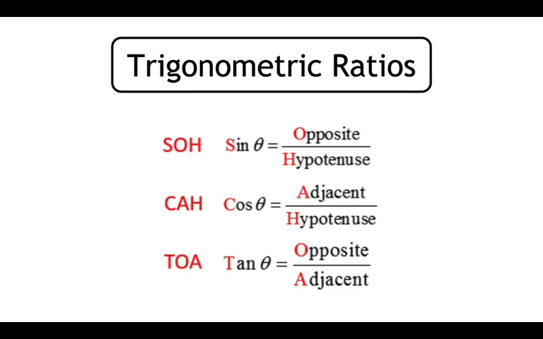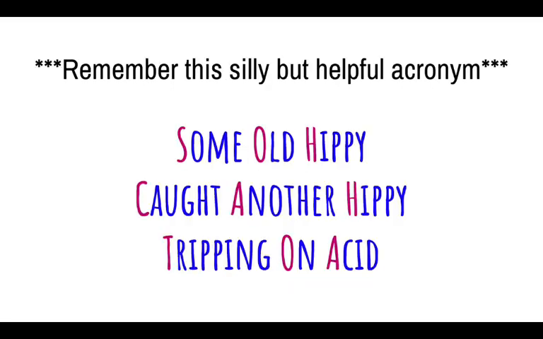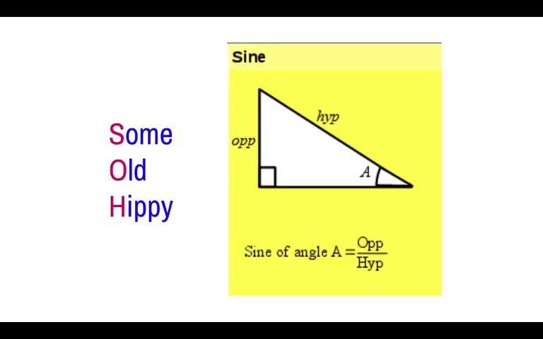However, there is an acronym to remember if you can't remember SOHCAHTOA alone. This is the silly but helpful acronym. Just like PEMDAS has Please Excuse My Dear Aunt Sally, SOHCAHTOA has Some Old Hippie Caught Another Hippie Tripping on Acid. So the Some Old Hippie part, remember, it goes back to sine, and the Old references the opposite. Hippie represents the hypotenuse. Some Old Hippie. Sine of angle A is equal to the opposite over hypotenuse.